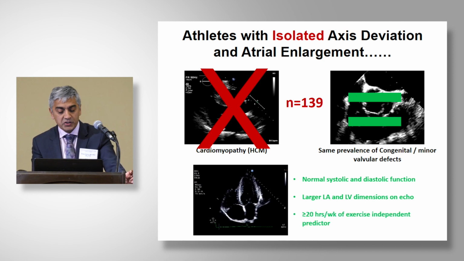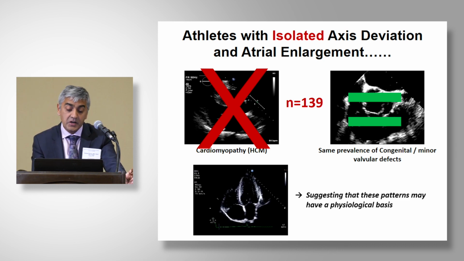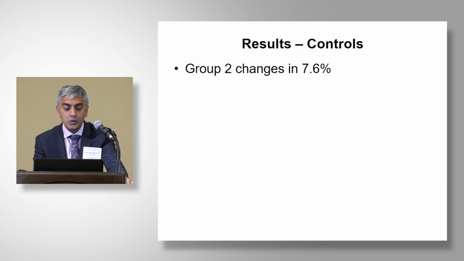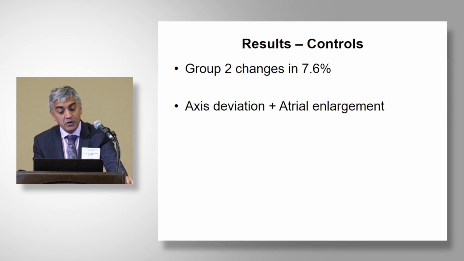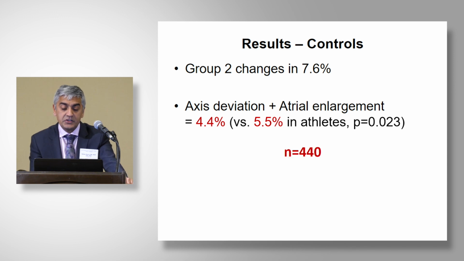They exercised for more than 20 hours per week, suggesting that in the vast majority, axis deviation and atrial enlargement, certainly left axis deviation and left atrial enlargement, represented a physiological phenomenon. What about the controls? 7.6% of our sedentary individuals had either axis deviation or atrial enlargement. The prevalence of axis deviation and atrial enlargement in our controls was less than in our athletes.